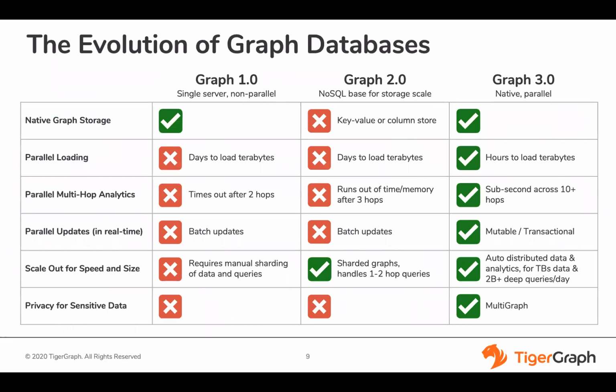Graph 1.0 technologies such as Neo4j are good for loading up and visualizing small to medium-sized datasets. However, they are unable to load up large datasets measured in terabytes. Also, they are limited in the depth of analytics, and tend to time out after 2 hops. Also, their scalability is manual, and scaling impacts the application using the database.